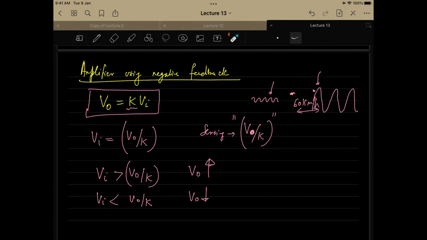Sir, I didn't understand how you related both negative feedback and amplifier. For example, you gave that example of the speedometer, and now you are comparing it with the amplifier. So I'm confused about how you related both of them. Yeah, this is a good question. So I'm explaining the diagram first, and then we will see.